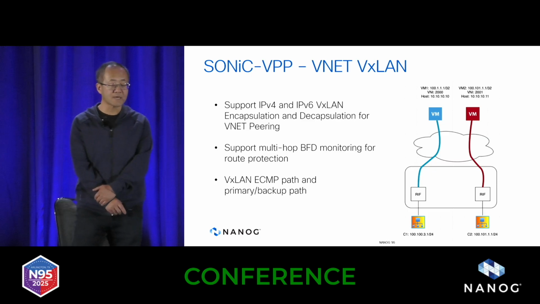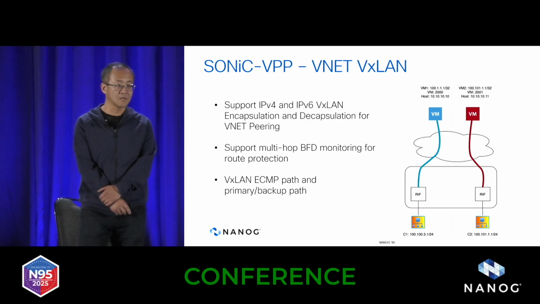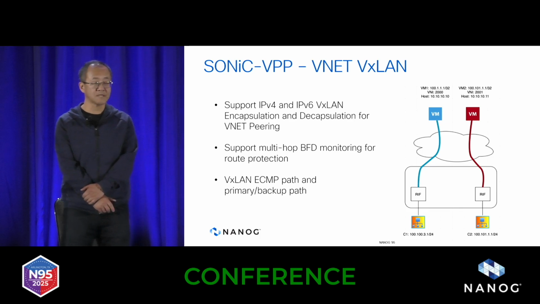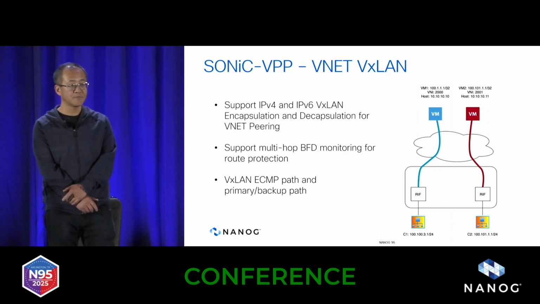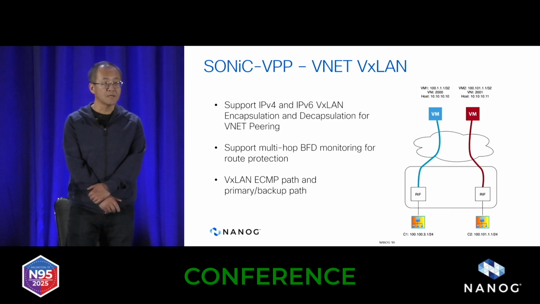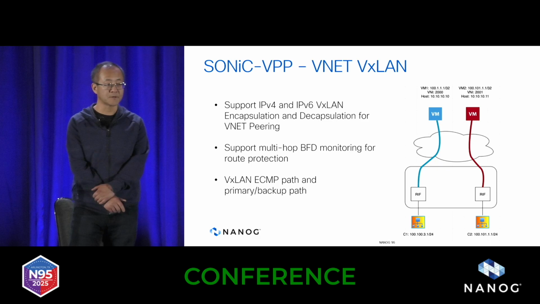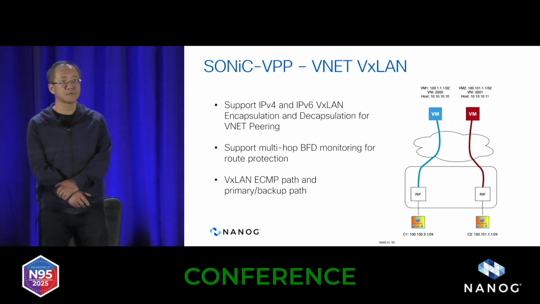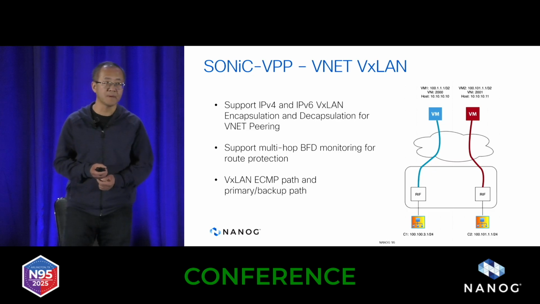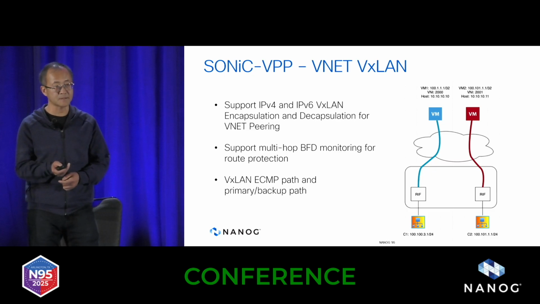Here's the VxLAN feature we introduced recently to SONiC VPP. It supports V4 and V6 VxLAN encap and decap. It's primarily for VNet peering. It supports V4 in V4, V4 in V6, V6 in V4, V6 in V6. And it supports multi-hop BFD for route protection. Also, it supports VxLAN ECMP path, and the primary and backup path.